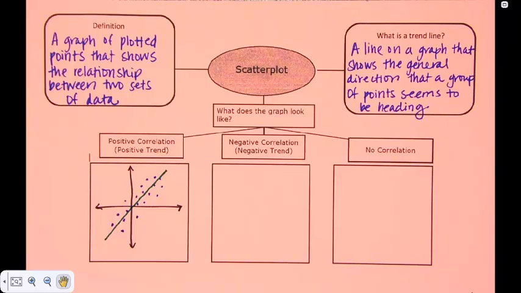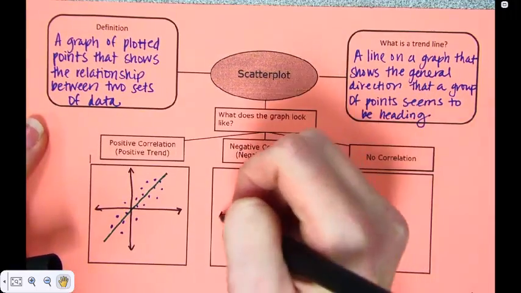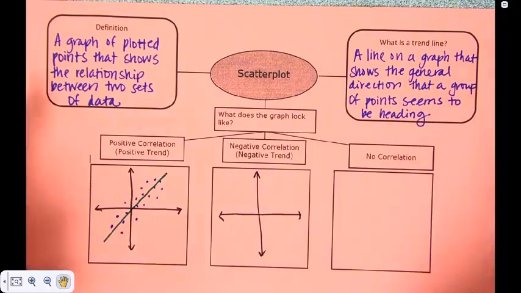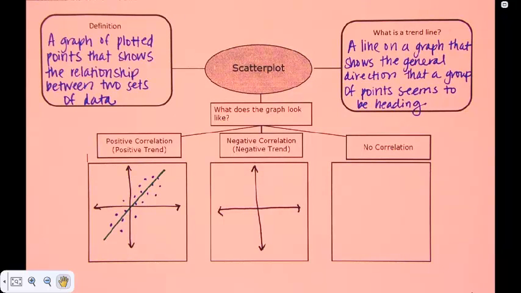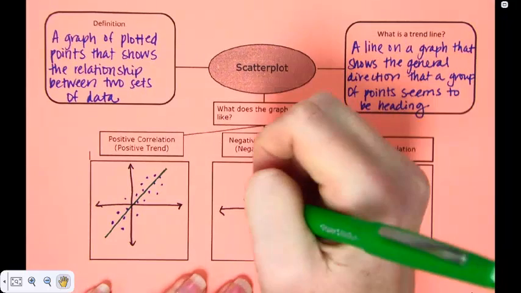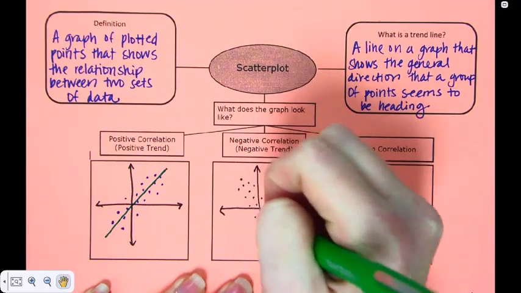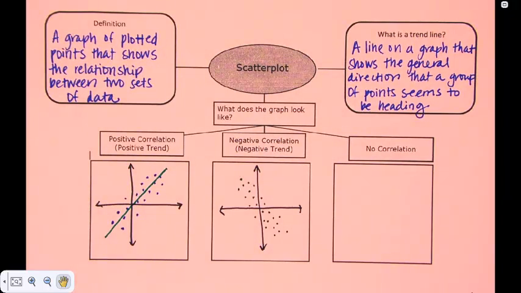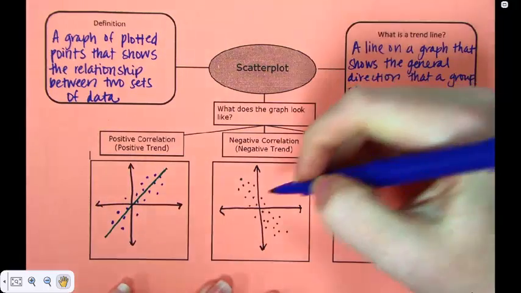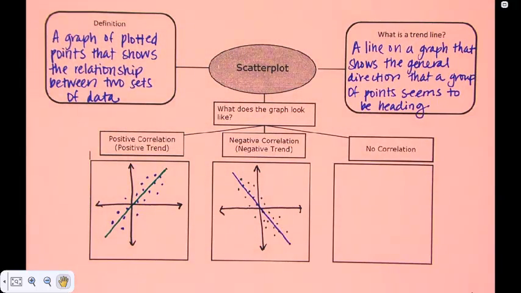Now let's look at a negative correlation. Again, let's draw an XY axis. And for a negative correlation, which way do you think the points are going to be going? Well, they're going to be going down from left to right. So here are my data points. And then if I draw a trend line, it appears that it's going down. So that would be a negative correlation.